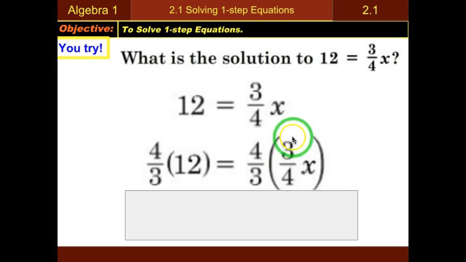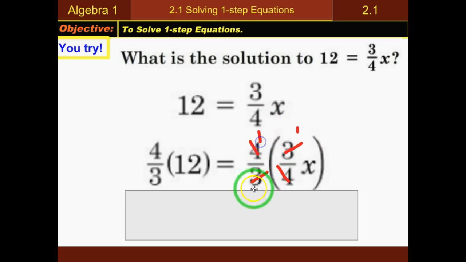Some of you just cross cancel, which is beautiful. Okay, I love that. The 4's cancel out, the 3's cancel out. But whenever you're canceling, what you're actually doing is leaving a whole bunch of 1's behind. So this becomes 1. If you had done it the other way, it's 12 over 12, which is also 1. Now here, remember, I can think of the 12 as 12 over 1. So 4 times 12 is 48.